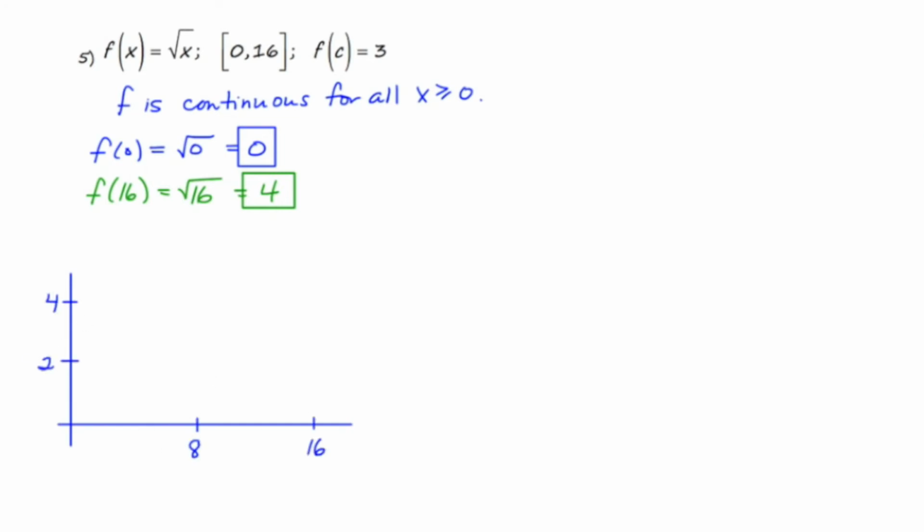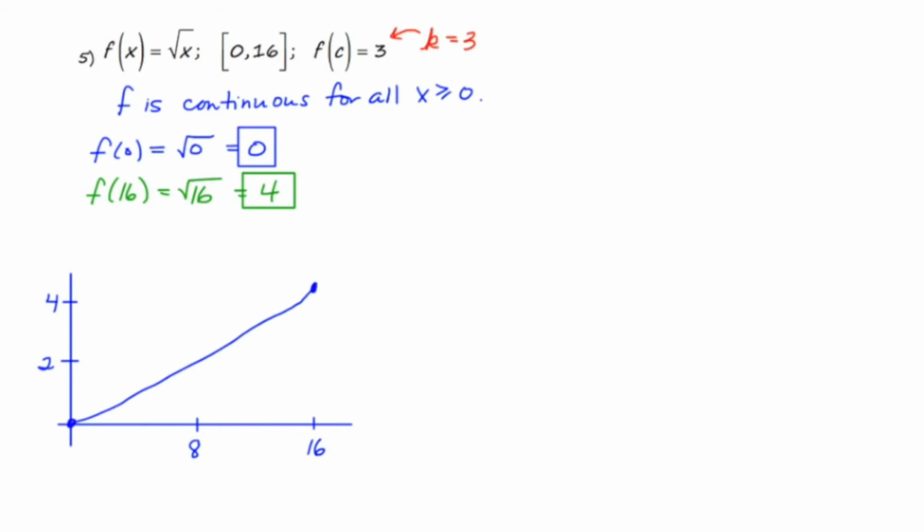Okay, 0 is sent to 0, 16 is sent to 4. We established that the function is continuous for all x after 0, including 0, which means I'm able to draw the graph from one point to the other without lifting up my pen. So I'll go ahead and do that. And now the k value is actually 3.